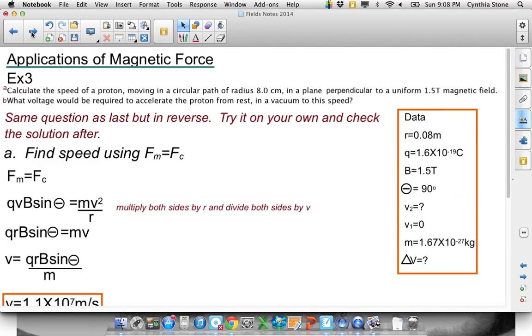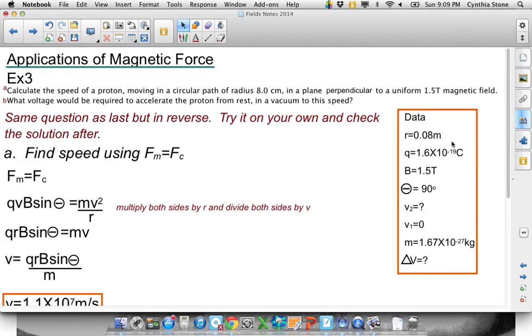Okay, one more example. No, two more examples. Same thing. Calculate the speed of a proton moving in a circular path of radius 8 cm in a plane perpendicular, so there's my 90 degrees, to a 1.5 Tesla magnetic field. Same question, but in reverse. And so I think you should pause the tape and try it on your own and check your solution. Here's the solution, but I'm going to go through the solution. I think you should pause first, though.